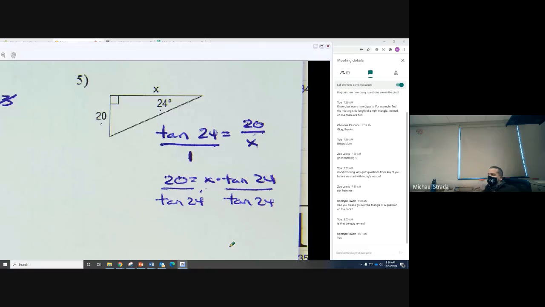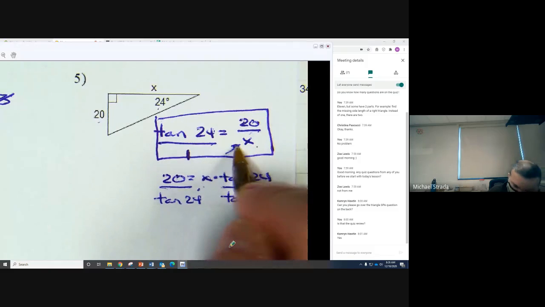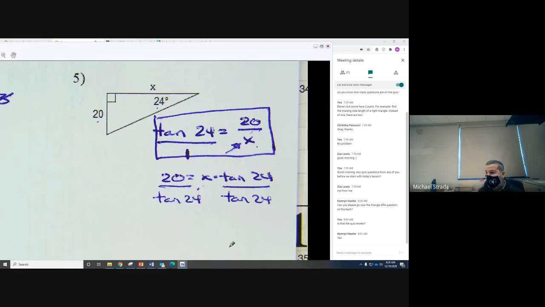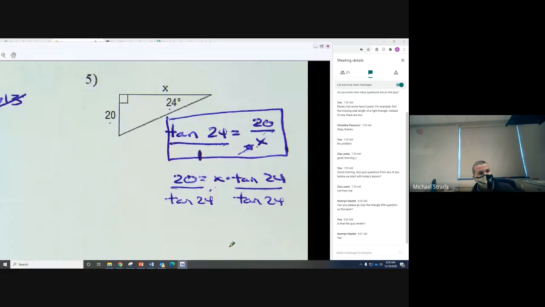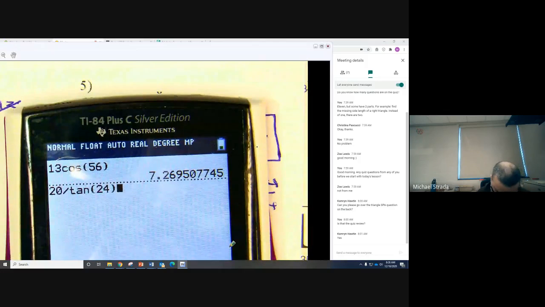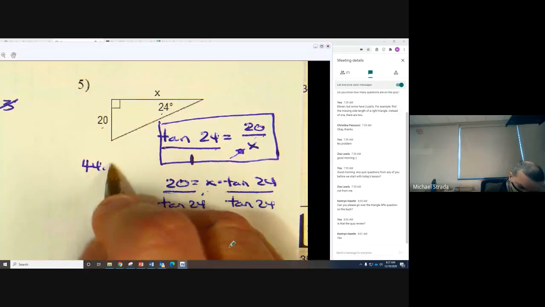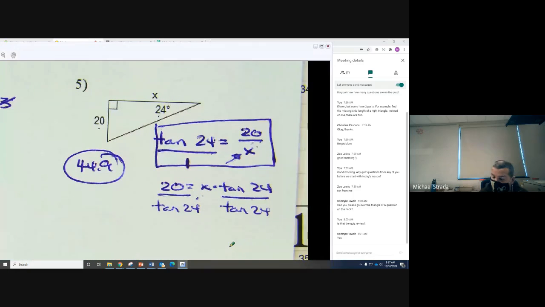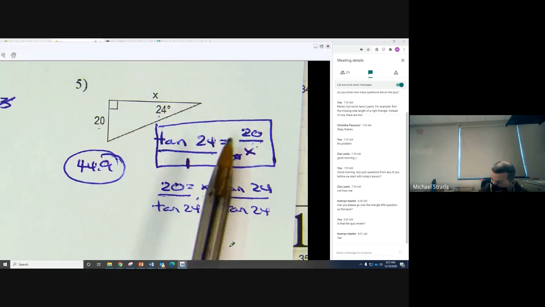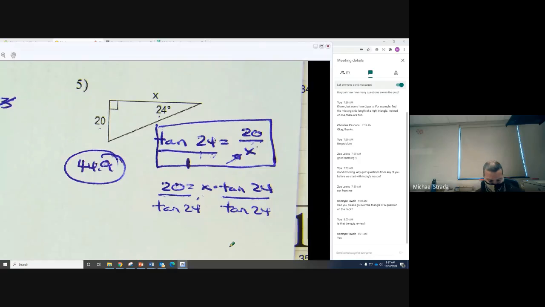The other line of thinking is whenever you set this up and the variable's in the denominator, you end up dividing the side length by the trig function. But if you set up a proportion, you'll be ready to go. So I go to my calculator, and I do 20 divided by tangent 24, and I get 44.9. So I would just write 44.9. All I need to see when you get this assignment in a few minutes is your initial ratio that you set up, your initial equation, and your final answer.